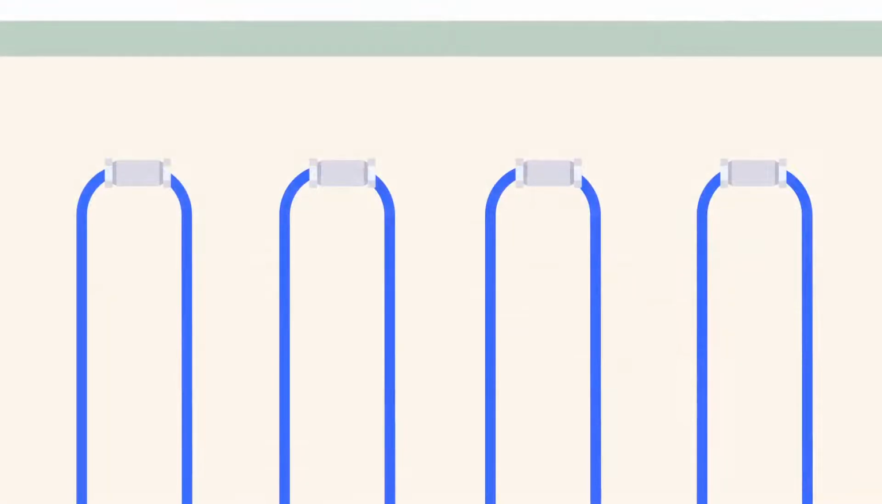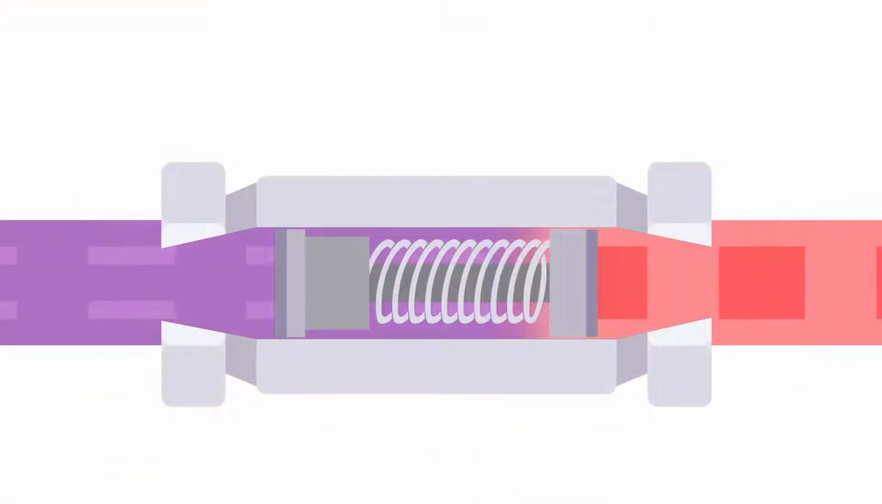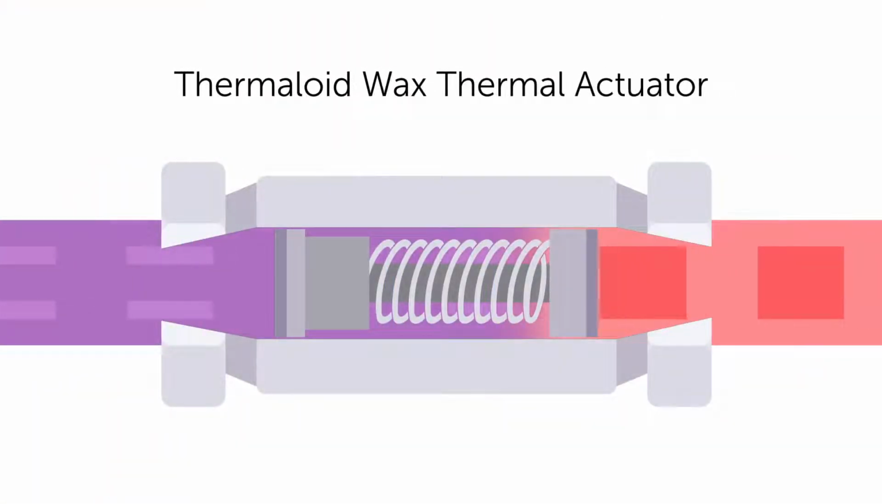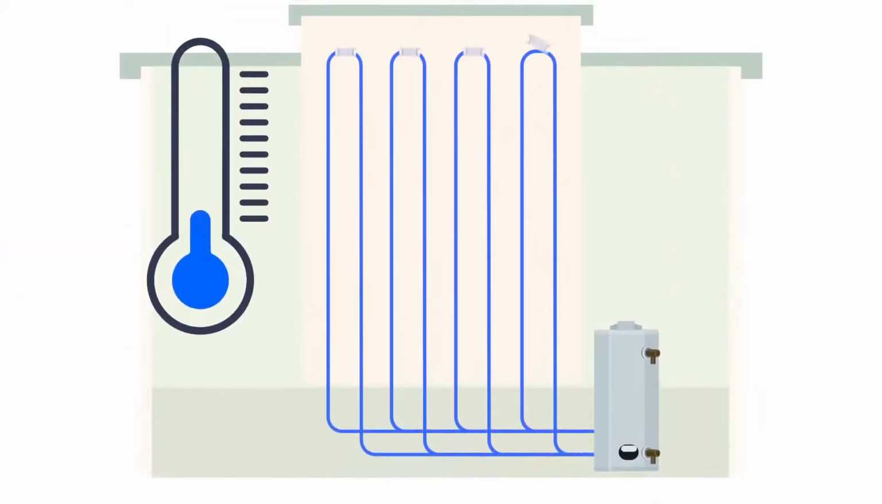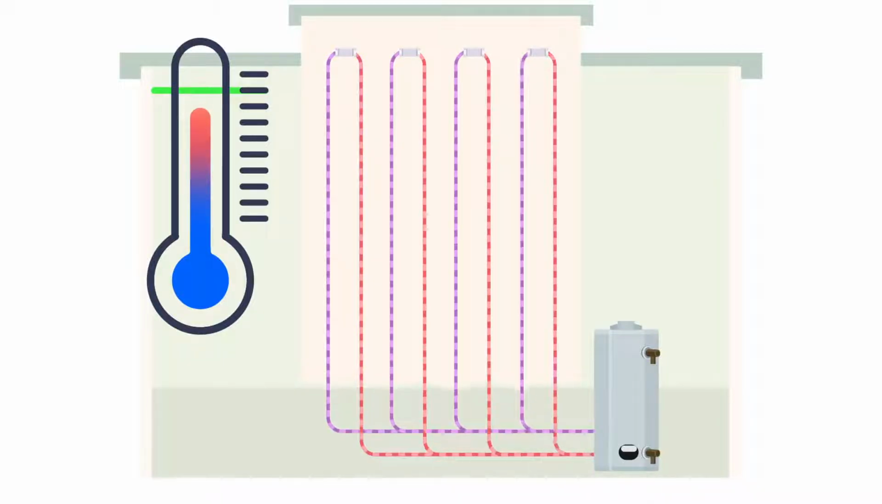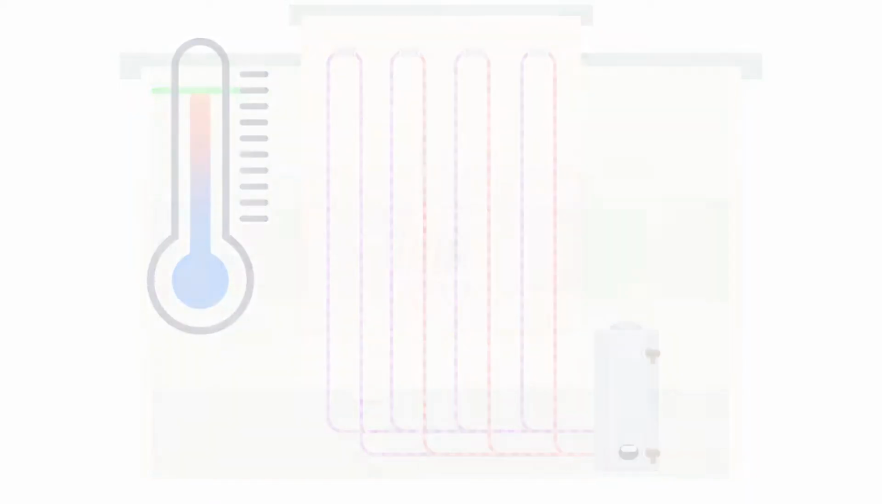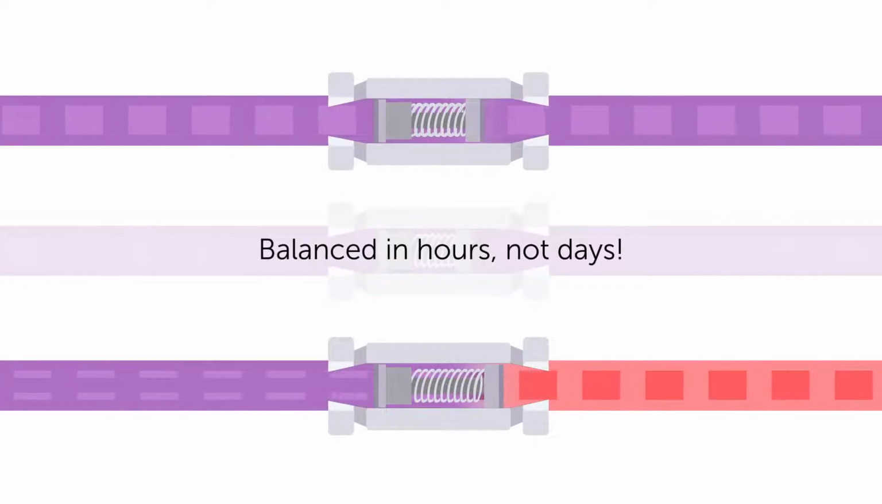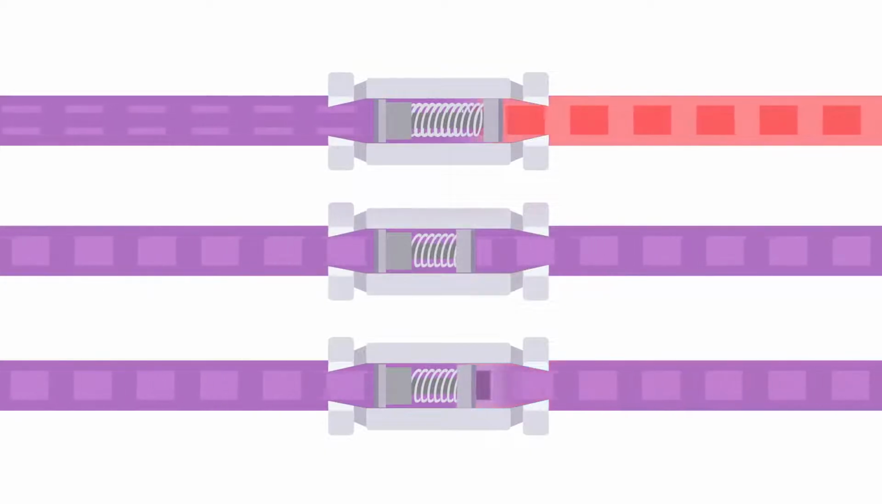Installed just before the return at the end of each riser, CircuitSolver uses our unique thermaloid wax thermal actuator to modulate the valve open and closed as the temperature changes. During the initial system startup, the valve is wide open and will gradually close once the temperature requirements are met. The valve remains closed to keep hot water in the line, opening as needed when the temperature drops below the set point and automatically modulating back closed, allowing a small flow bypass to the return once the water reaches the set point. A system is balanced in hours, not days, and remains balanced as conditions change.